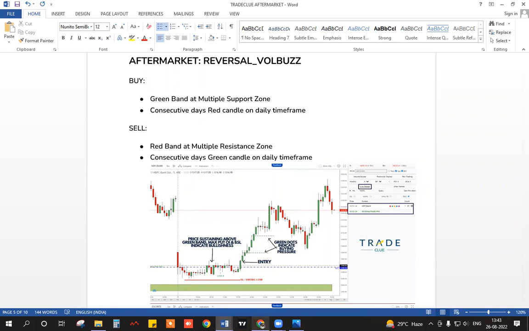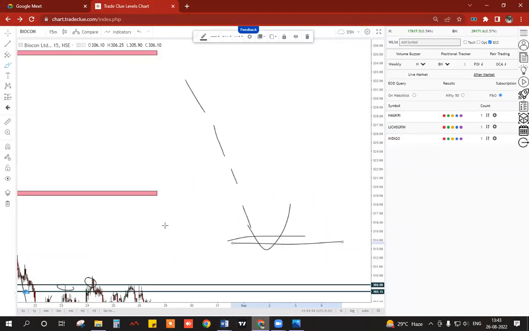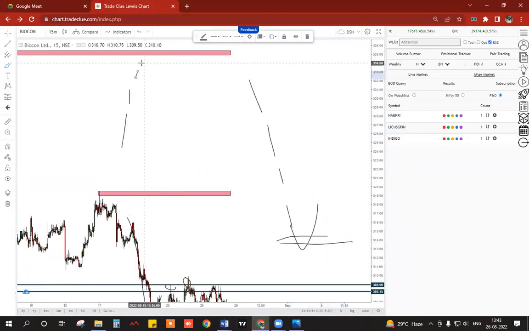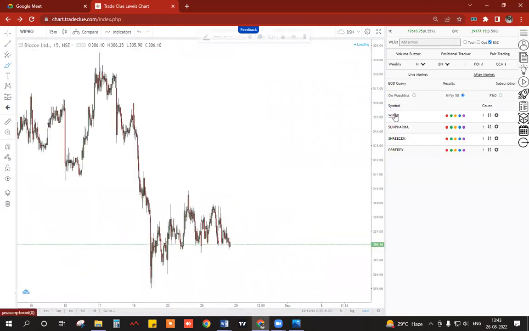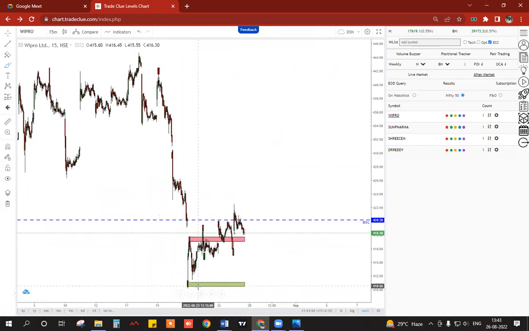Similarly, the opposite is the sell condition, that is red band at multiple resistance, green candle continuously on the daily time frame. So basically continuously the stock is on the rise, and then there is a red band, or continuously the stock is on the fall and then there is a green band. So we are planning this way. The stocks will be given to you on the scanner. You don't have to search for it. After market reversal, I'll click on results and then I'll see which stocks have fallen continuously down, and then I can plan out for reversal.